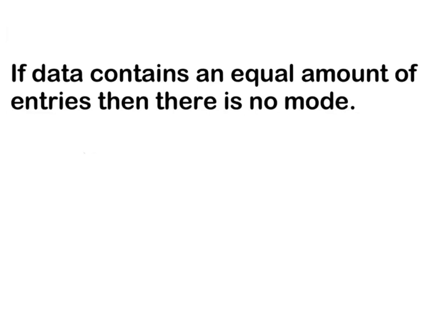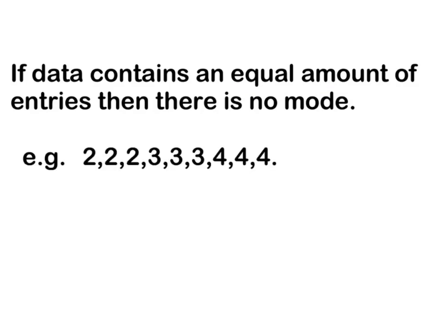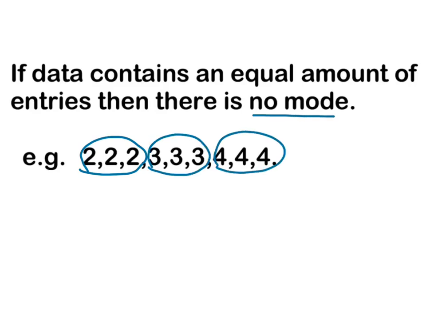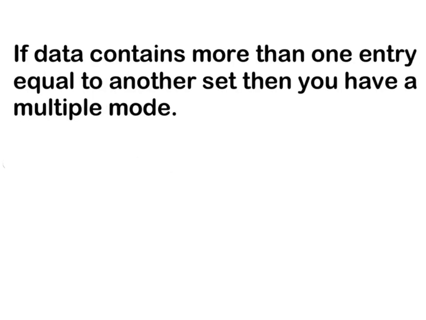Right, let's look at the next one. If data contains an equal amount of entries, then there is no mode. So what do we mean by that? Well, let's look at this data. We have 3 2s, we have 3 3s, and we have 3 4s. So that means there is no mode. There isn't one that occurs more than the rest.